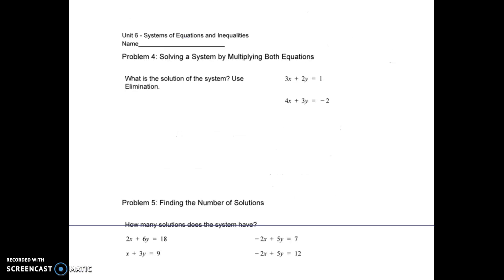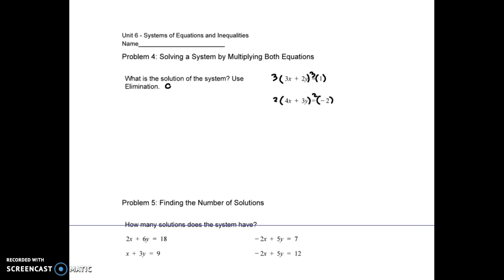Flip over to the back. Problem 4, solving a system by multiplying both equations. So 3, 2, 4, and 3, there's no easy way to get to any of those by multiplying one. So I'm going to have to multiply both. So I'm going to go ahead and multiply to get rid of my y's. So I want the y's to be the same. So let's get them to 6. So I'm going to multiply this top one by 3. I'm going to multiply the bottom one by 2.